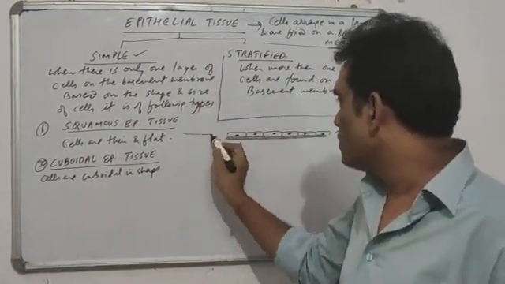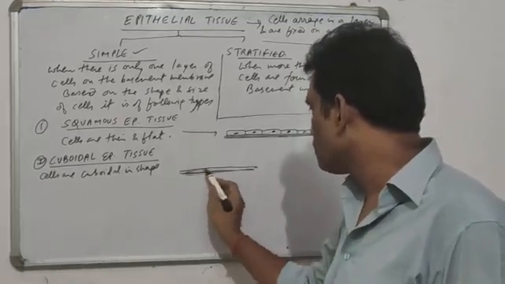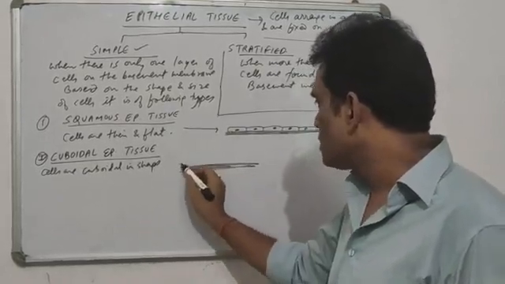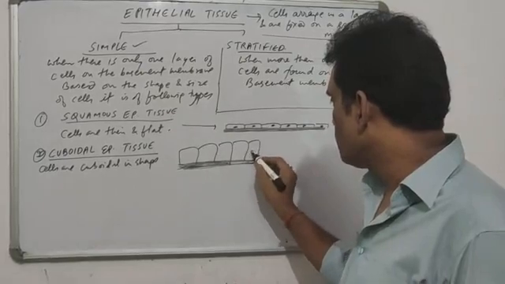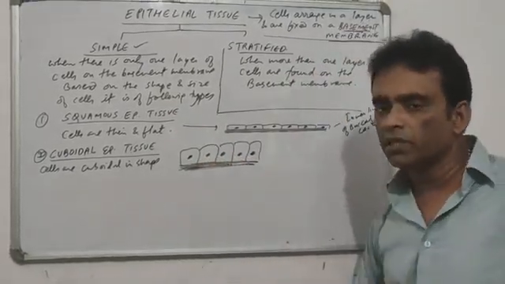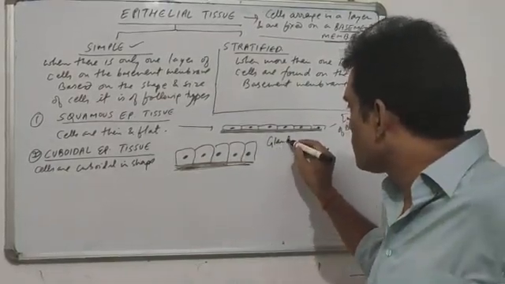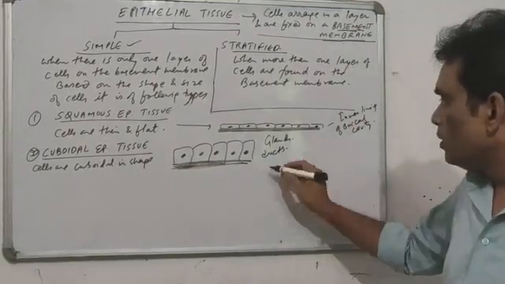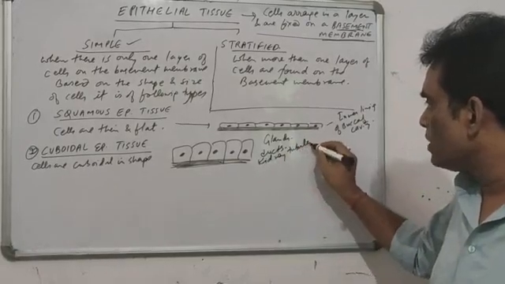If you see, this is the figure of cuboidal epithelial tissue. You again draw a basement membrane. It's a thick membrane at the bottom, and the cells are cuboidal shaped cells. You can very easily draw like this. This is a cuboidal epithelial tissue found in our glands and the duct, in the kidney tubules. These are the places where they are found.